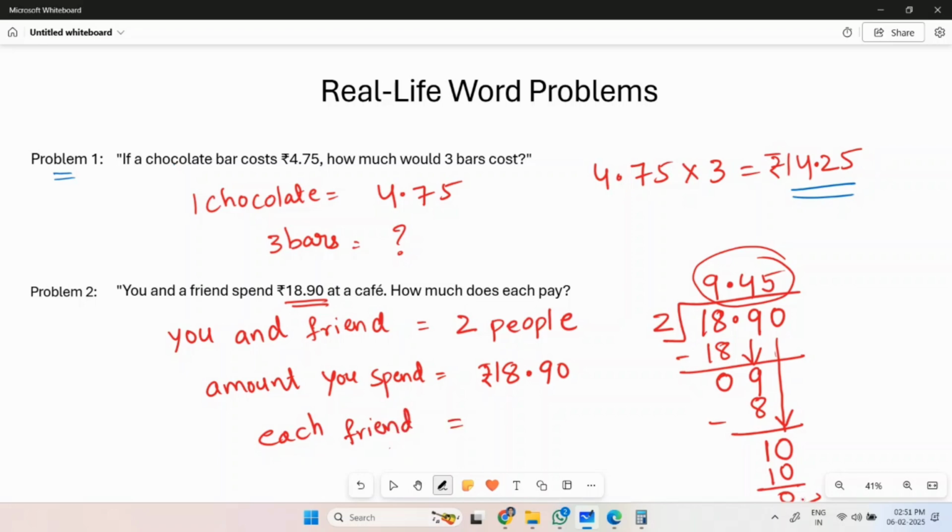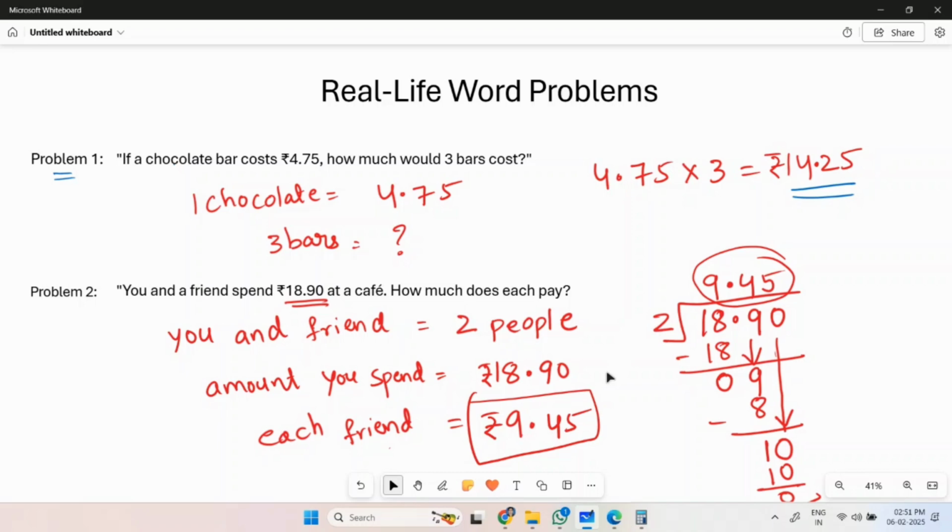What was given in the question? There are 2 friends. They went to the coffee shop and spent the amount 18 rupees 90 paise together. And how much each friend pays? We have to find out. For that we did division. 18.90 divided by 2 is 9.45. So each friend is paying 9 rupees 45 paise. I hope you understand this question.